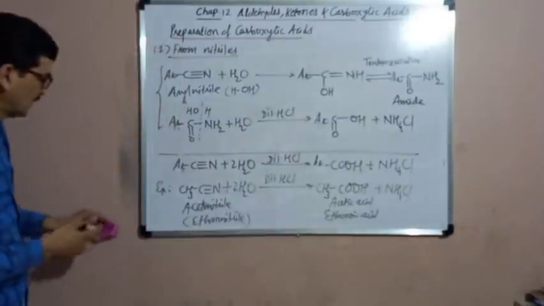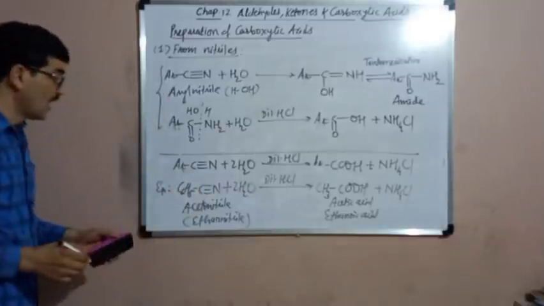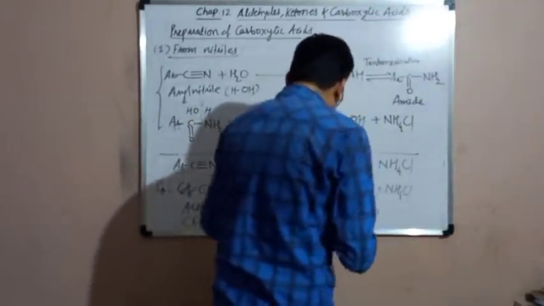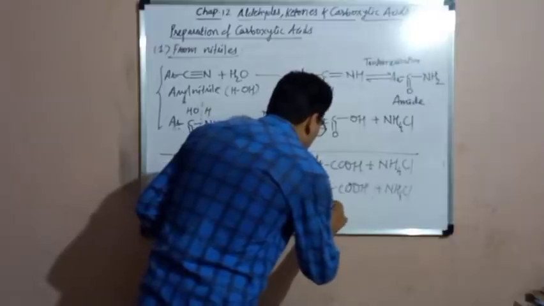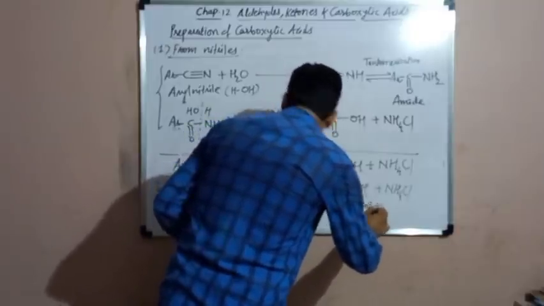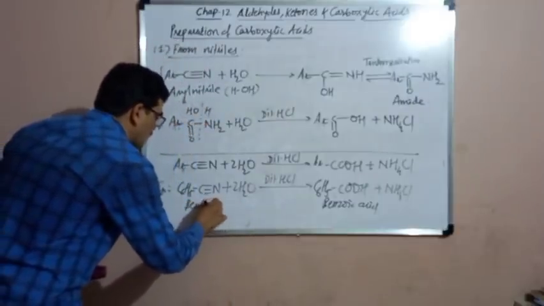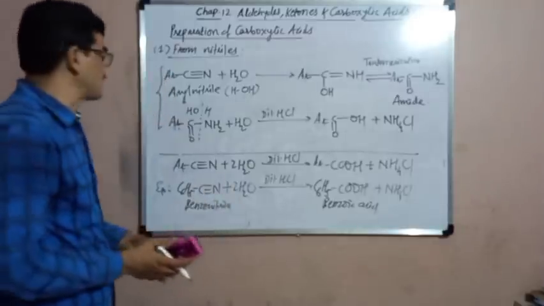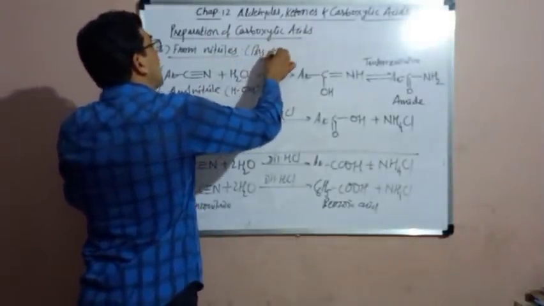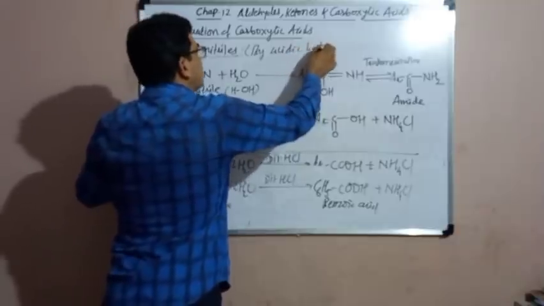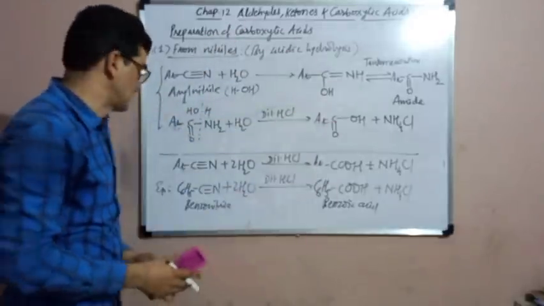We can make the example. Suppose here we have taken benzonitrile. Benzonitrile, C6H5, benzene ring. Benzonitrile will give here benzoic acid. Which carboxylic acid will be formed here? Benzoic acid. This is the benzoic acid and nitrile is benzonitrile. So in this way, aliphatic as well as aromatic carboxylic acids are obtained from the nitriles by the hydrolysis of nitriles, by acidic hydrolysis. Acidic hydrolysis means action of dilute acid, decomposition of nitrile by dilute acid.